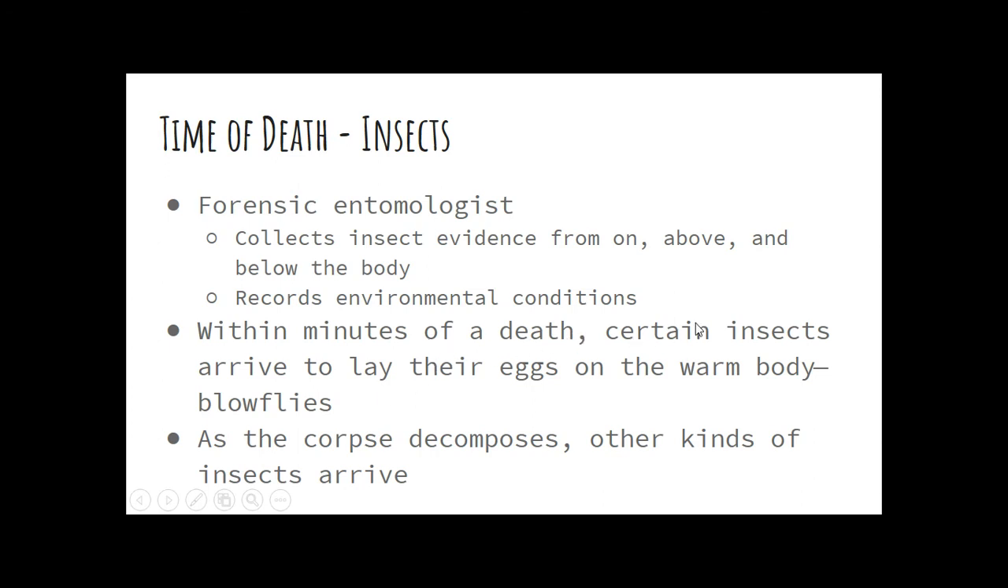Within minutes of a death, there are certain insects that arrive and lay their eggs on the warm body. For example, blowflies would do that. They are going to look for the openings of the body to lay their eggs first. If you look at some of the body farm videos, that's where you'll notice more activity in the early stages. As the corpse decomposes, different kinds of insects will start to arrive. By looking at which insects are on the body and what stage of their life cycle they're in, we can estimate how long the body has been there.